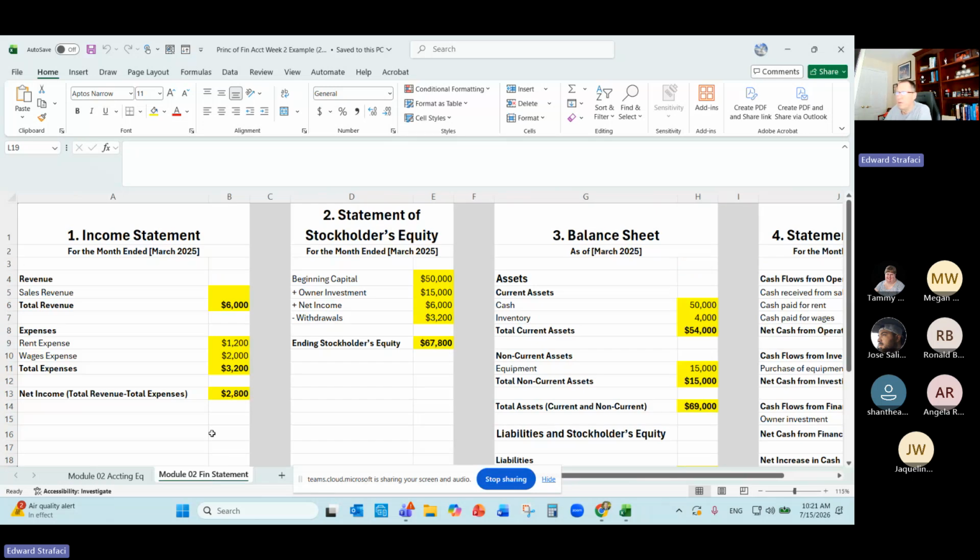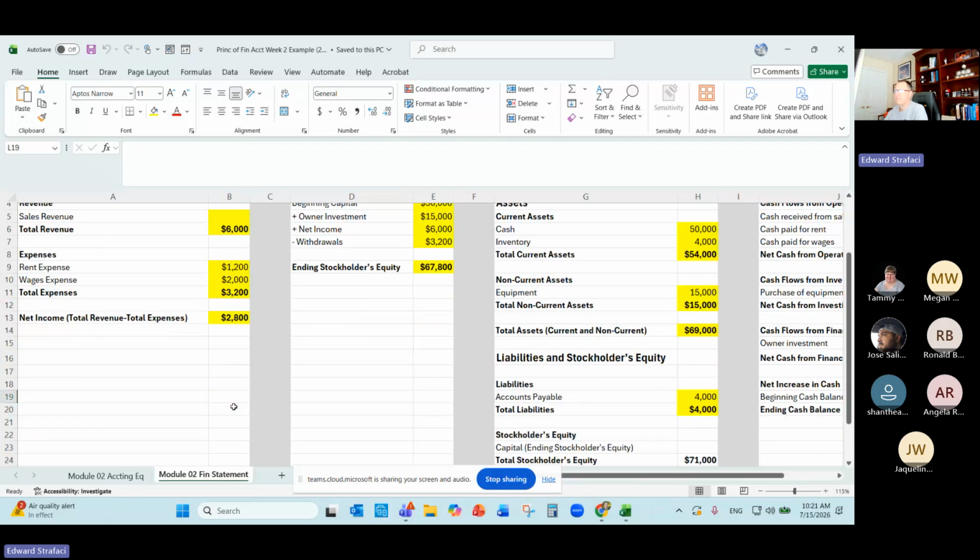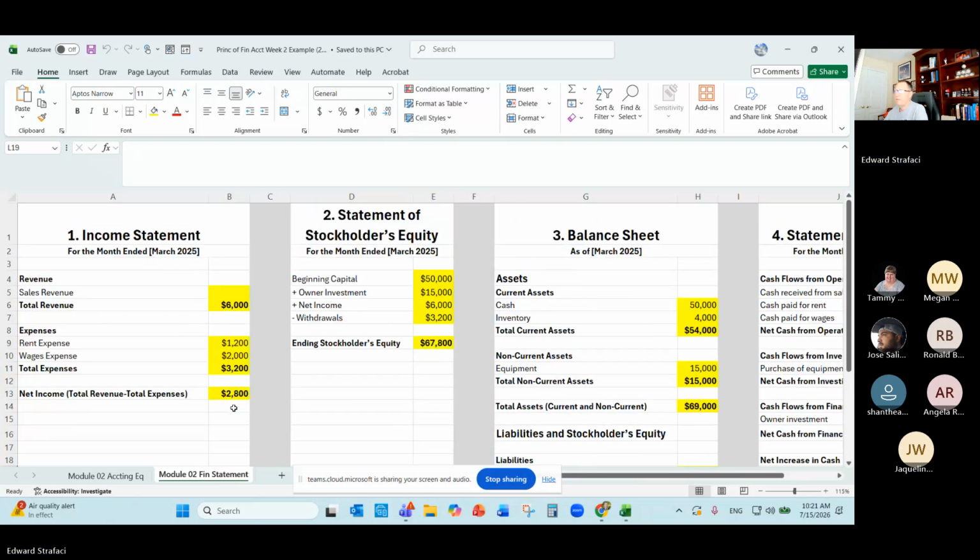Now in part 2, everything should show up on your income statement if you did it correctly. So you made $6,000. You take out these 2 expenses. You have total expenses. Your net income was $2,800. On your statement of shareholders' equity, you started with 50 because that's what you put in. You put in an investment. You add income. You took some money out to pay bills.